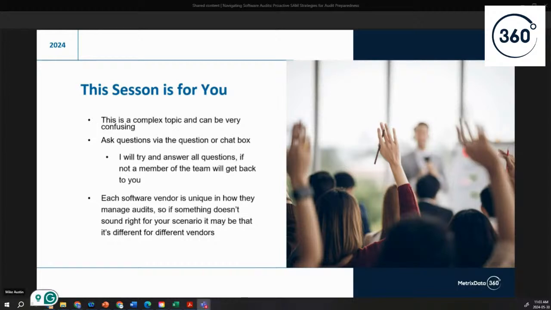The one thing that I will state is I'm going to try and keep this session fairly generic today. I'll use some examples from different software publishers and things like that. But each vendor is a little bit different and unique and has their own spin on things. So if I say something that doesn't make sense, because you're thinking of the context of an IBM situation and I might be talking about Microsoft, feel free to ask questions to verify that.